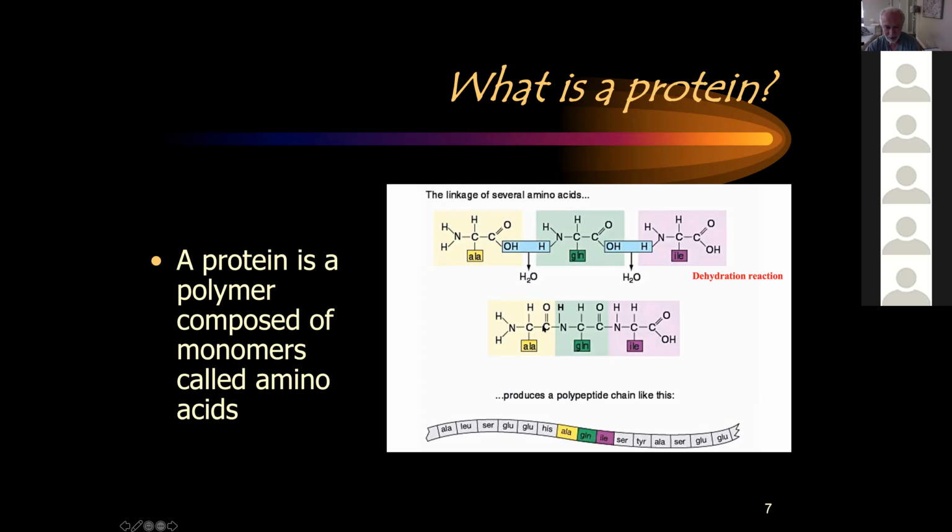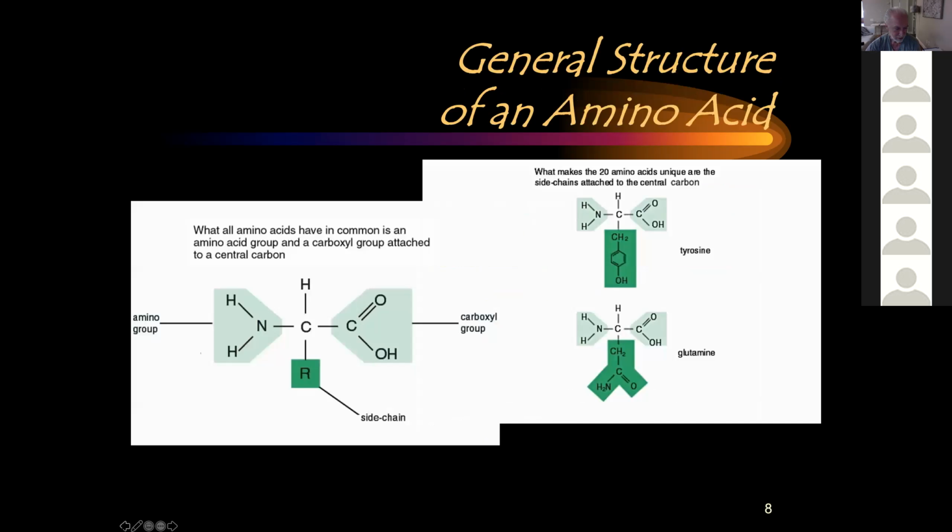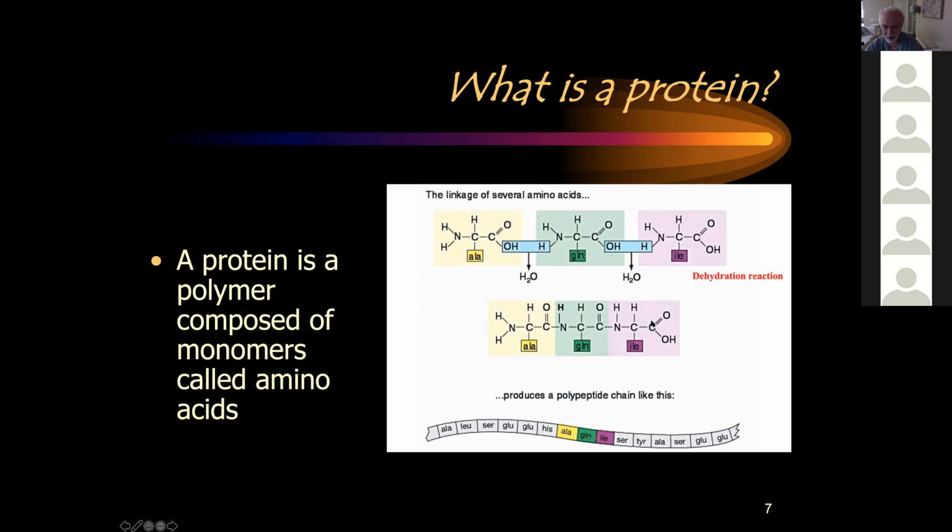So what you see down here is a bond here between the C and the N, and then there's another dehydration reaction causing another bond between the C and the N here. So that's the way amino acids are linked together to make proteins.